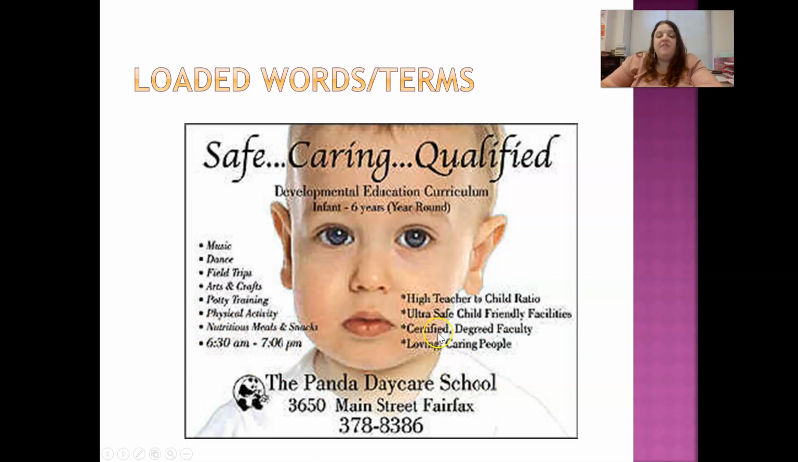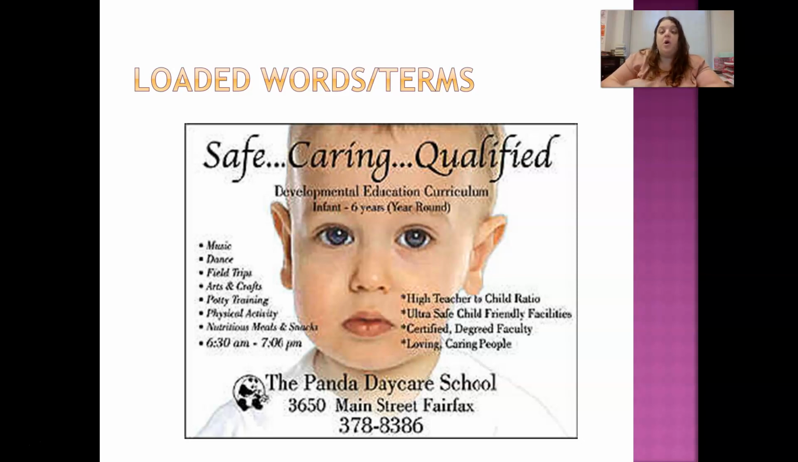And then it says certified degreed faculty. That's ethos. They want you to know that the people that work here are certified and they have degrees and they're credible and trustworthy and they know what they're doing. Like if you want to leave your child with somebody, you want to trust that you can leave your child with them, right? So this advertisement uses ethos, logos, pathos.